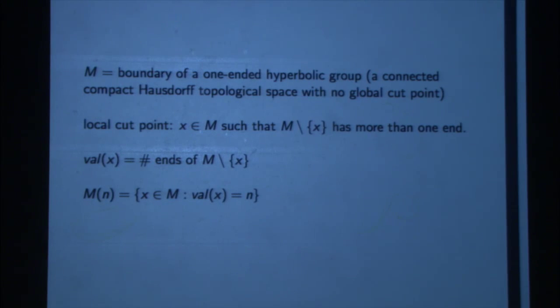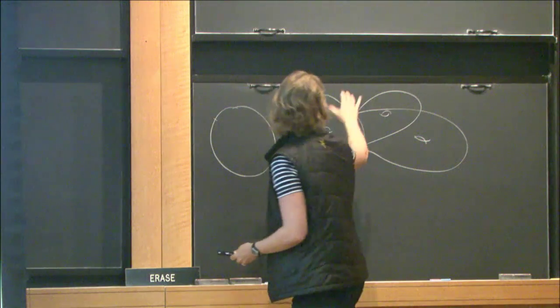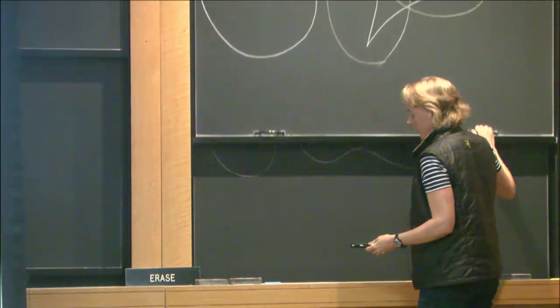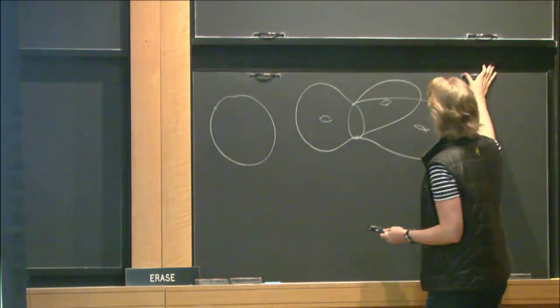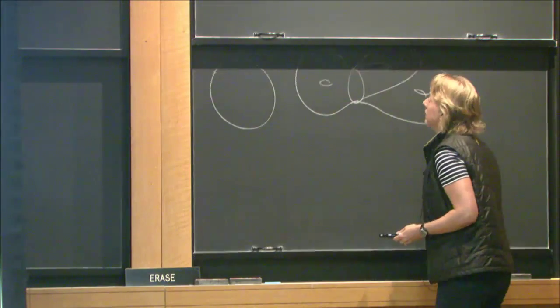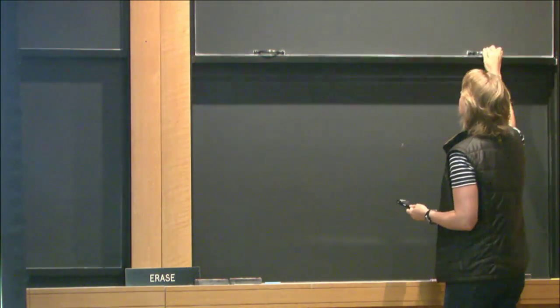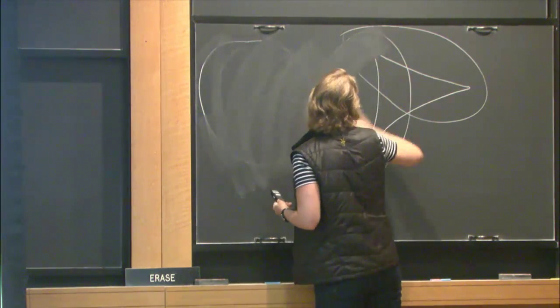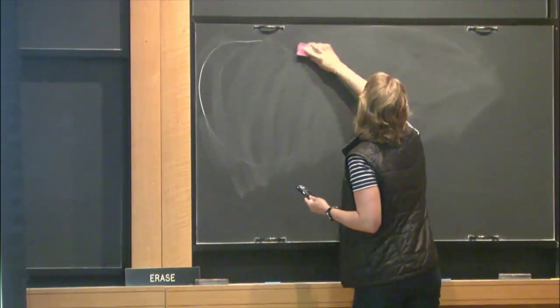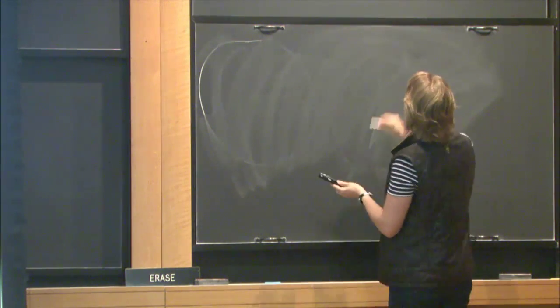Okay, so how do we get this? How does this decomposition work? So M is a boundary of a one-ended hyperbolic group. And I'm going to say a local cut point, I have to draw something, is just going to look like, so it's really hard to draw these limit sets. But suppose I have like the limit set of this one, for example. Let me just try to draw the limit set of this one. So I'm trying to roughly draw the limit set of this thing right here.